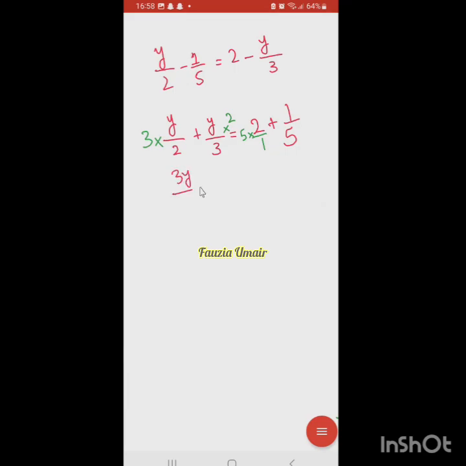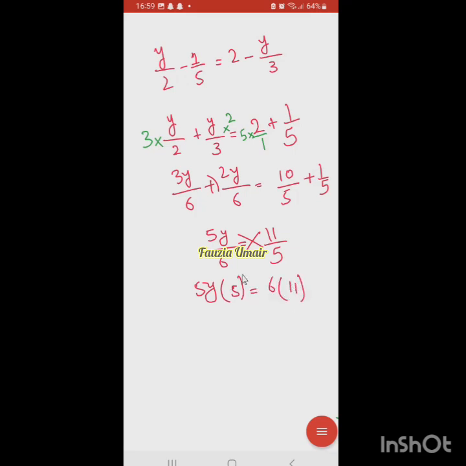3y by 6 plus 2y by 6 is equal to 5 2s are 10 by 5 plus 1 by 5, right? So now what is this answer if you add these two? 3 plus 2y, 5y by 6. So now what about this side? 10 plus 1, 11 by 5, right? So now you can cross multiply. So 5y will be multiplied with 5 and 6 will be multiplied with 11. So what is the answer, bete?